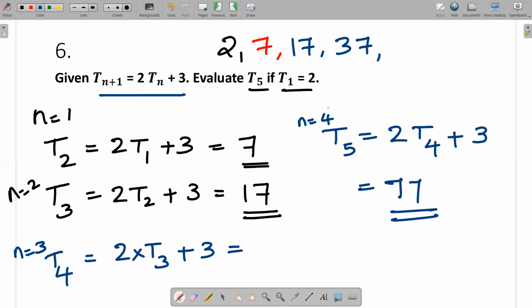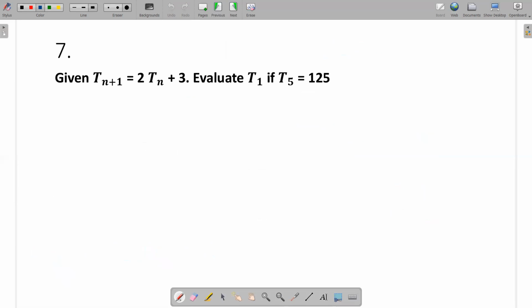All you need to do is multiply the previous term with 2 and add 3 to it. So that is what we are basically doing in this question. For finding the next term, multiply the previous term with 2 and add 3 to it. That's it. So for this question, the fifth term is equal to 77. And that brings conclusion to our question here. Let's go to the next question.